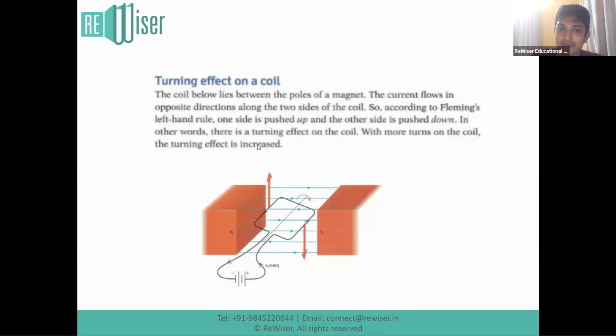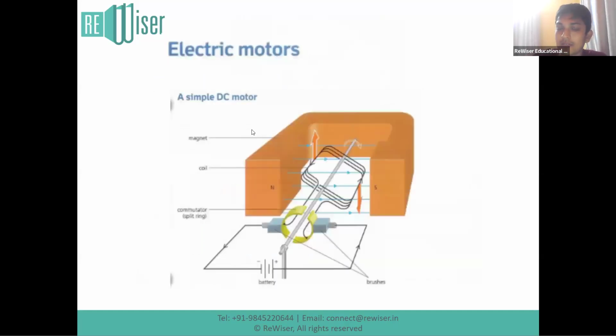Next, we have to understand the turning effect of a coil. You can use this force acting on a coil to rotate the coil. This is called the turning effect, also known as the motor effect. So I'll explain this through the working of an electric motor. It's going to be a while, so please make sure you don't lose your attention along the way.